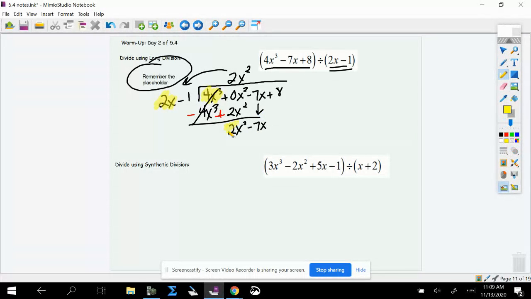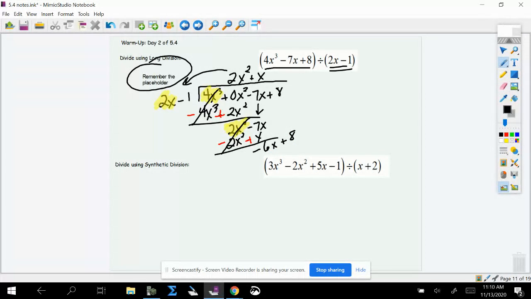And then you're going to repeat, and you're going to see, what do I have to multiply 2x by to get it to be a 2x squared? So we're just missing an x, so we're going to add an x here. Multiply through. X times 2x is 2x squared. X times negative 1 is negative 1x, or just negative x. Subtract, so I'm going to change my signs. That is going to cancel this. We're going to get negative 7x plus x, which is negative 6x, plus 8.